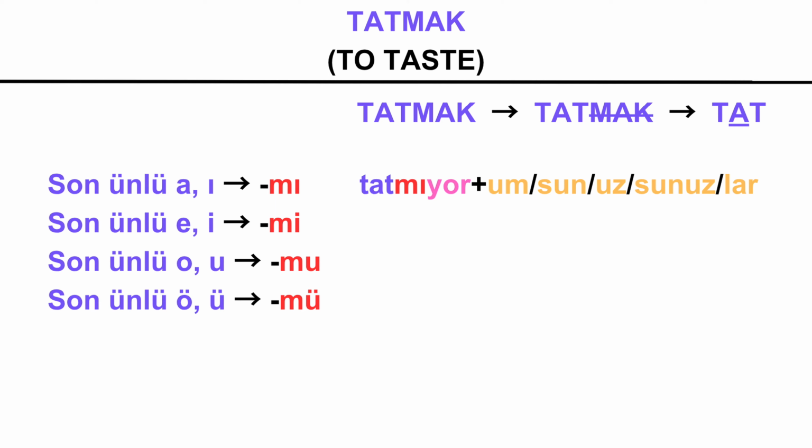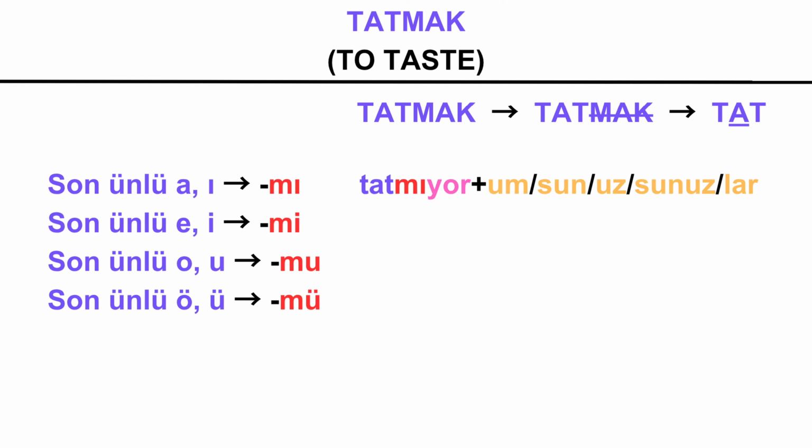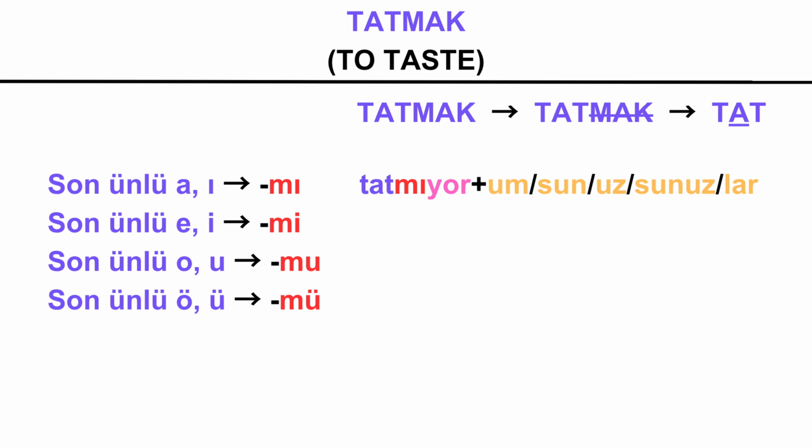And then I add my present continuous suffix, yor. And then I add um, sun, uz, sunuz, lar, depending on the personal pronoun I'm dealing with. So if it is I, ben, tatmıyorum, right? Tatmıyorsun, you aren't tasting. O tatmıyor, biz tatmıyoruz, siz tatmıyorsunuz, onlar tatmıyorlar.